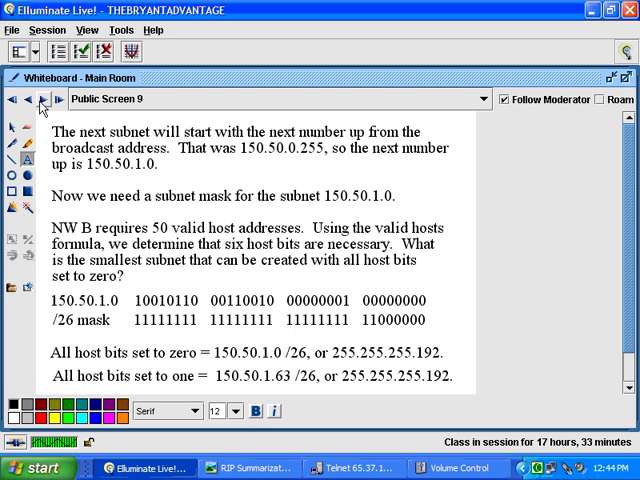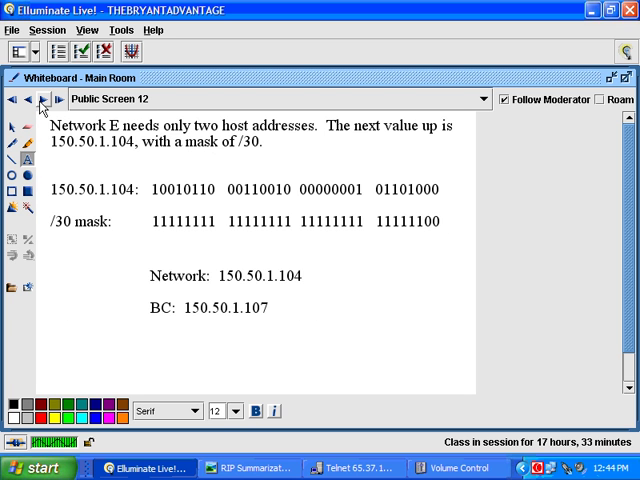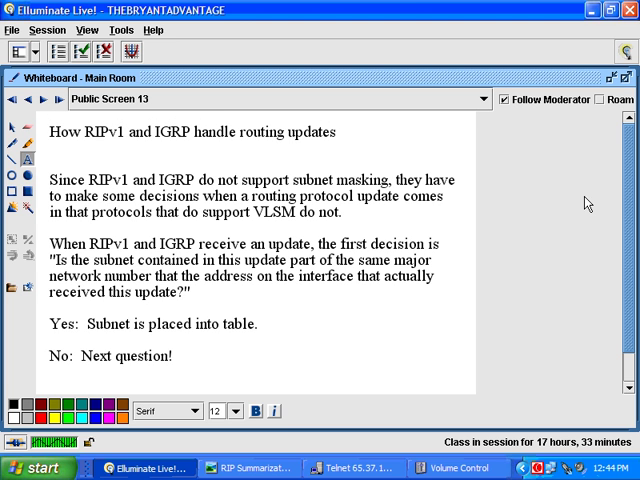Let's take a look then at more than you ever wanted to know about how RIP version 1 and IGRP handle routing updates. This is valid material to know. You may never run these two protocols in your life, but it's good stuff to know being a CCNP and building your knowledge base for future certifications, because RIP version 1 and IGRP don't support subnet masking.